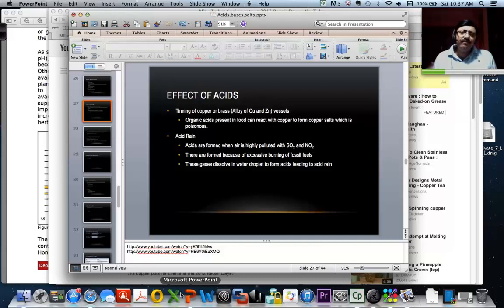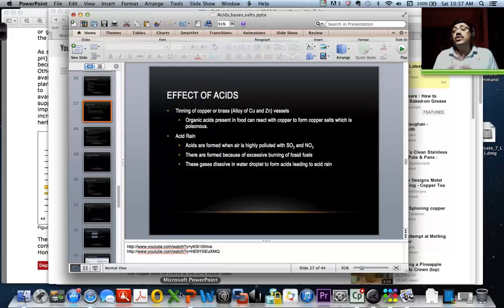Now, when you use copper and brass, since copper is present, the copper can react with the organic acids. So when you cook the food, since the vegetables that you're cooking may have these organic acids, those organic acids can react with copper and make copper salts, right? Which could be chlorides or sulfates or these kind of salts, and these copper salts are poisonous. It's not good if it goes inside your body, right?